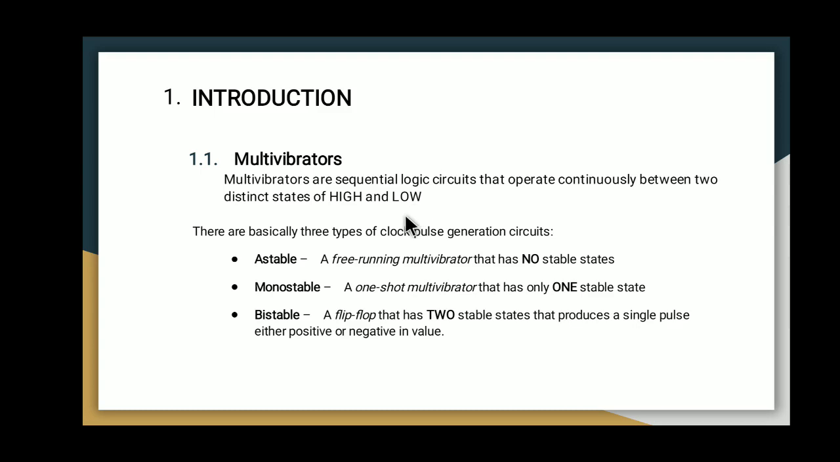Now, depending on the number of stable states, multivibrators can be classified into three types. The first is the astable multivibrator. It has no stable states. The second is the monostable multivibrator. It has only one stable state. This is also known as the one-shot multivibrator. The third one is the bistable multivibrator, which has two stable states. Multivibrators are also used to generate rectangular wave signals.